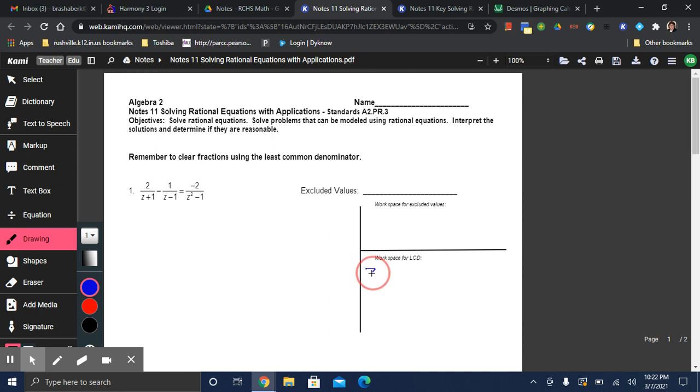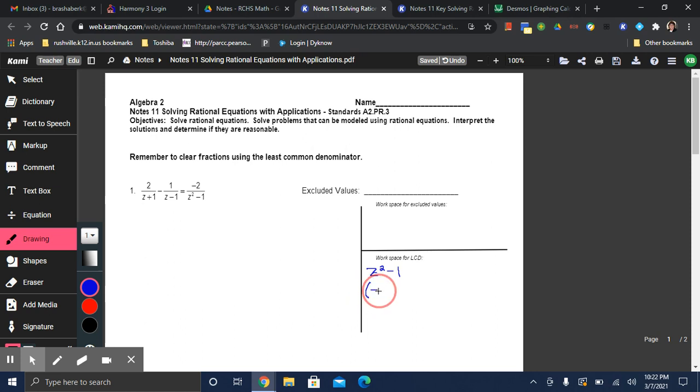So you have the most complicated of the three denominators is the one with the exponent, z squared minus 1. And that's a difference of two squares that will factor to z plus 1 times z minus 1. And that's actually what your other two denominators are. And so your least common denominator is the z plus 1 times z minus 1.